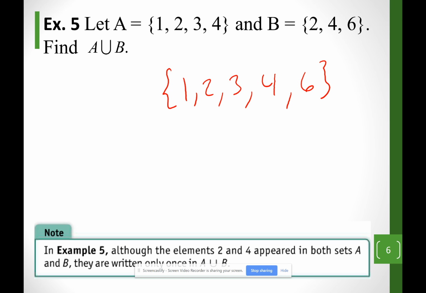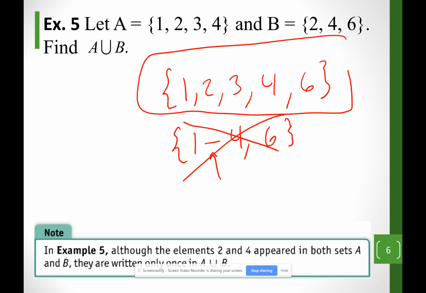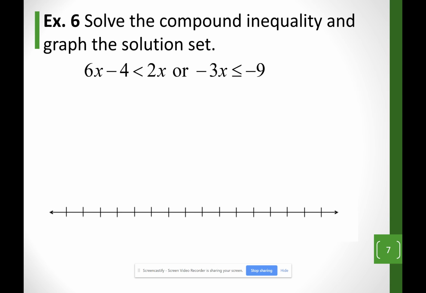Now be very careful with your notation. Don't try to shortcut by saying the numbers 1 through 4 and 6. Don't do that, because once you say the numbers 1 through 4, you are including everything in between 1 and 4. That means you're also including decimals. So do not shorten it like that. It's just that. Now, let's graph this. The union, we're usually going to do it with the word or. We're going to see in a minute what we get.